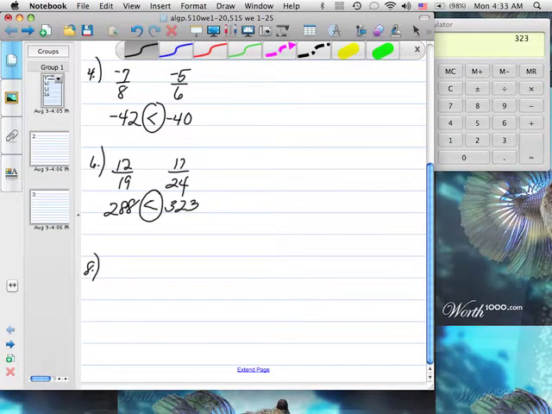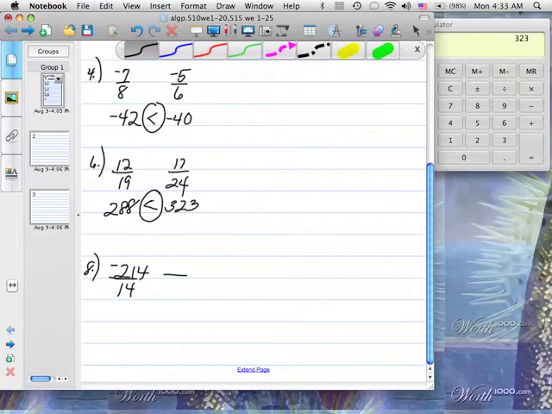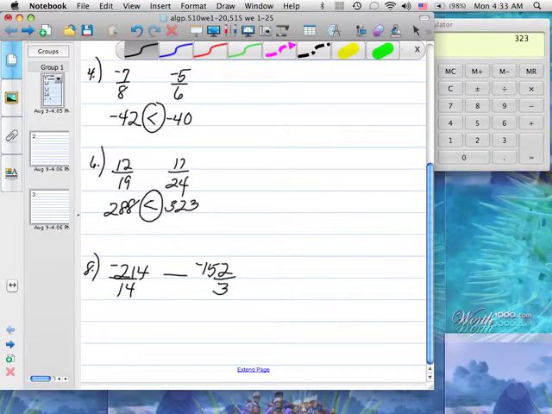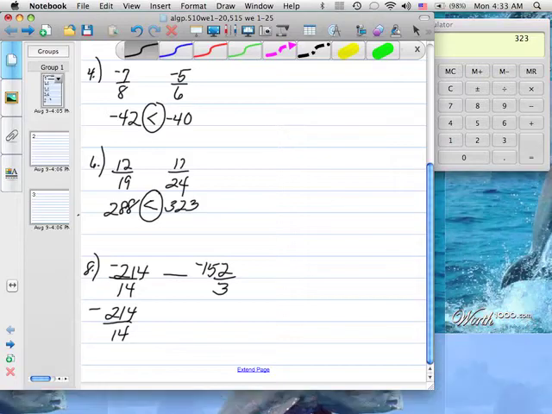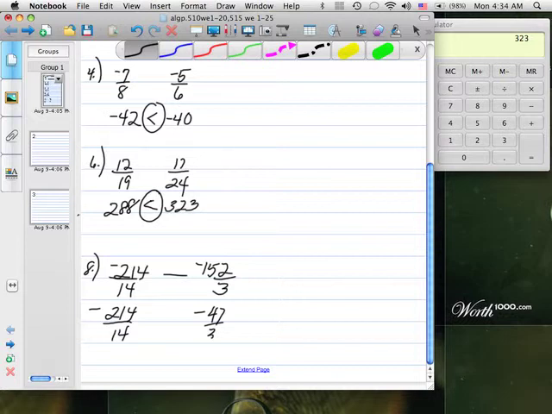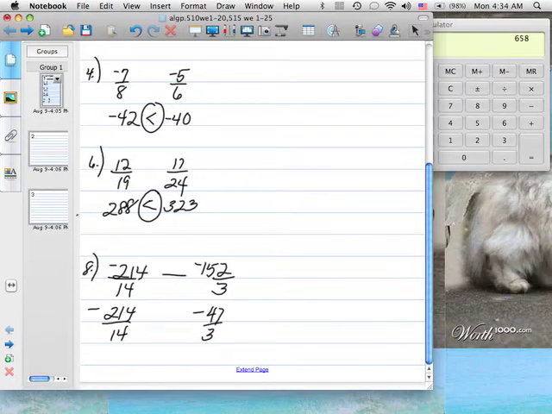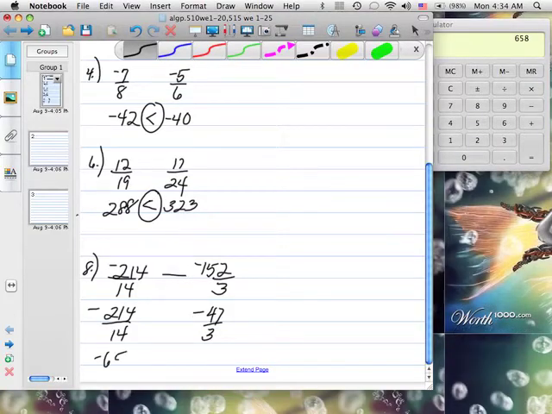Problem number 8, we have negative 214 fourteenths compared to negative 15 2/3, which if we change to a fraction, negative 3 times 15 is 45 plus 2 is negative 47 thirds. Using cross products, 14 times negative 47 is 658. To be negative 658.